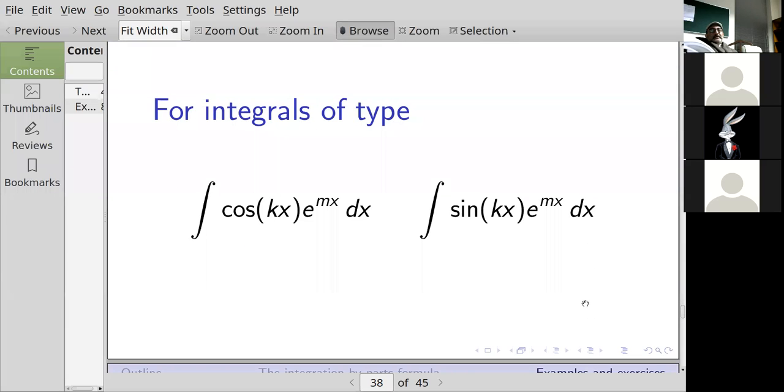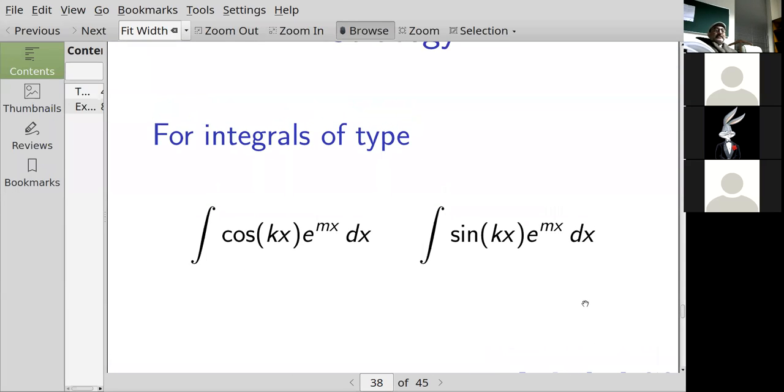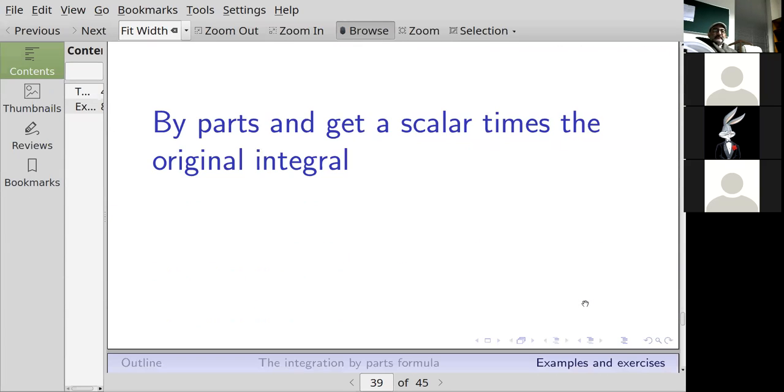All right. So once again, what should our strategy be? If we have integrals of the type cos of kx e to the mx, or sine of kx e to the mx, what is the strategy? So we'll have u as cos of kx or sine of kx. Yeah, that's right. And you do that twice to recover the original integral.